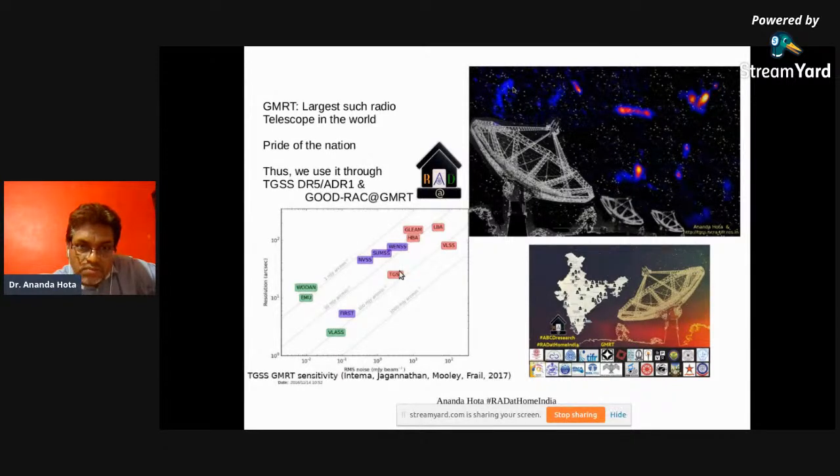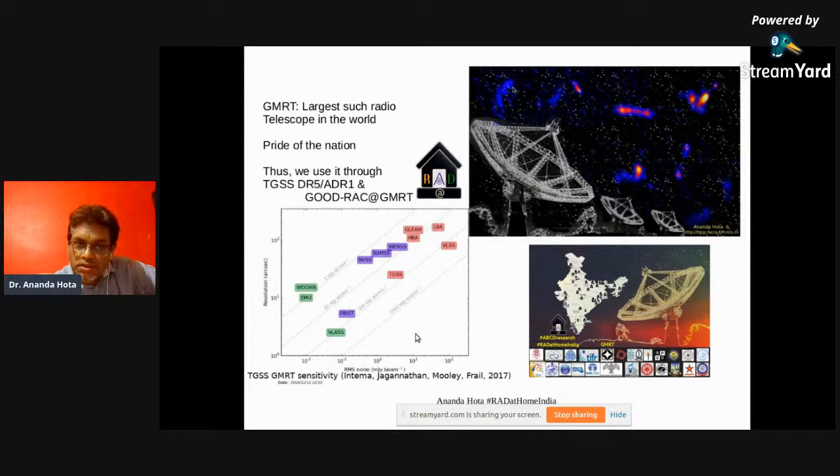That TGSS survey, you can see the bottom plot here. This is resolution, this is sensitivity. So RMS noise, which is less, is better. Resolution, which is high, or this value is low, is actually better, a sharper picture. So TGSS here is the smallest resolution, or sharpest picture, at the lowest frequency.